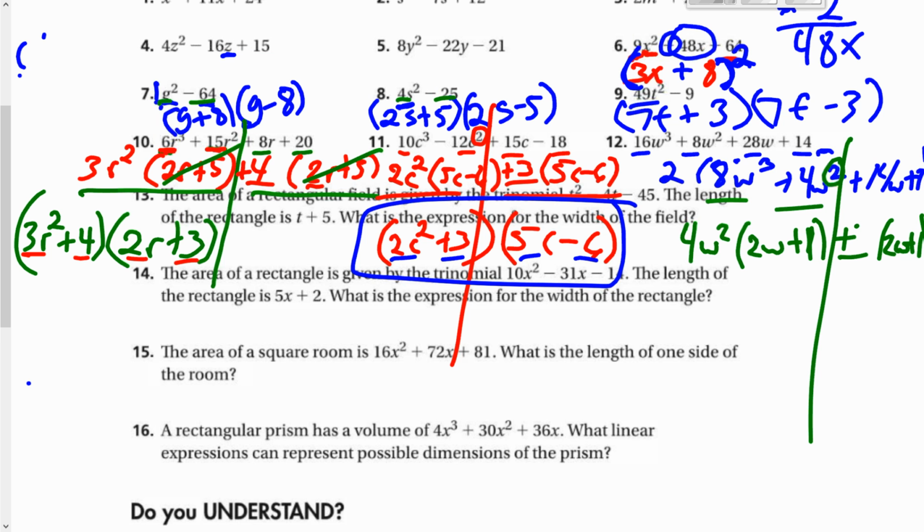That would be a positive 7. Now check the rest. 7 times 2w is 14w, and 7 times 1 is 7. Now what's the same in both? That would be 2w plus 1. And what's left when I take that out is a 4w squared plus 7.